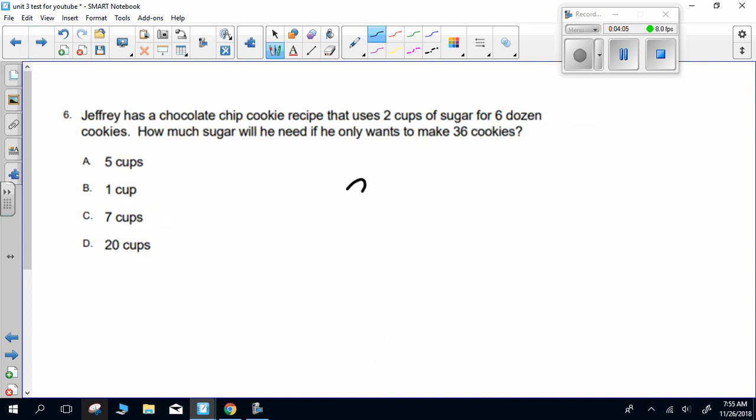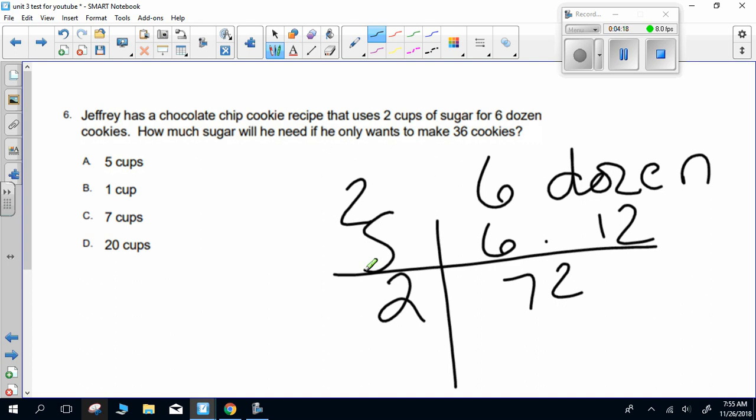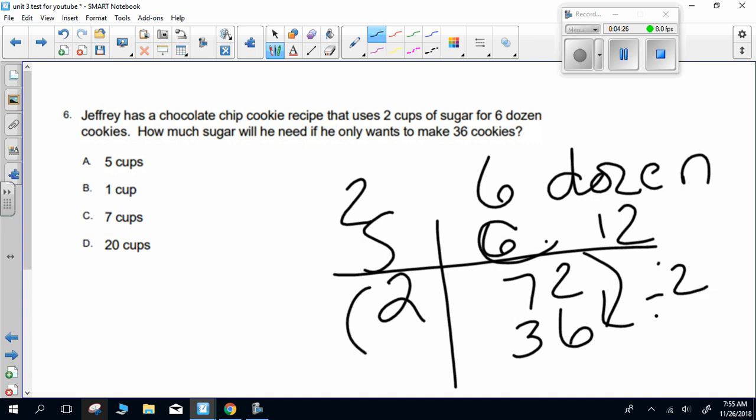Next one. 2 cups of sugar for 6 dozen cookies. A dozen is 12, so 6 times 12 is 72. So 2 cups of sugar for 72 cookies, and then I need to make 36 cookies. So that's dividing by 2, and that's dividing by 2, which would give me 1 cup.